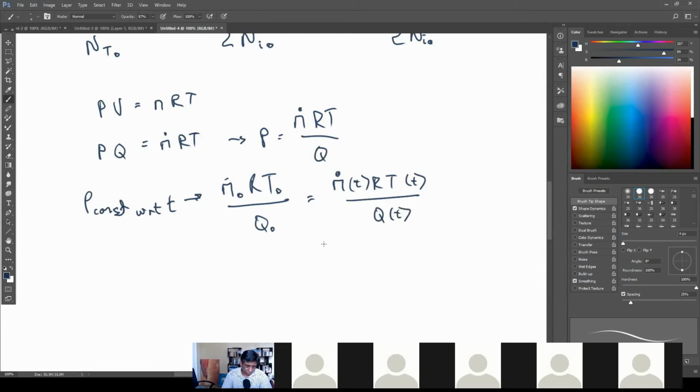And so your Q, we can say Q t equals, so you multiply that and then you take that across there. So it's going to be Q naught, and then the R's can cancel. So it leaves us with N dot t over N dot naught, and then that's times T at time t divided by T naught. So that's how you can correct for your volumetric flow rate.